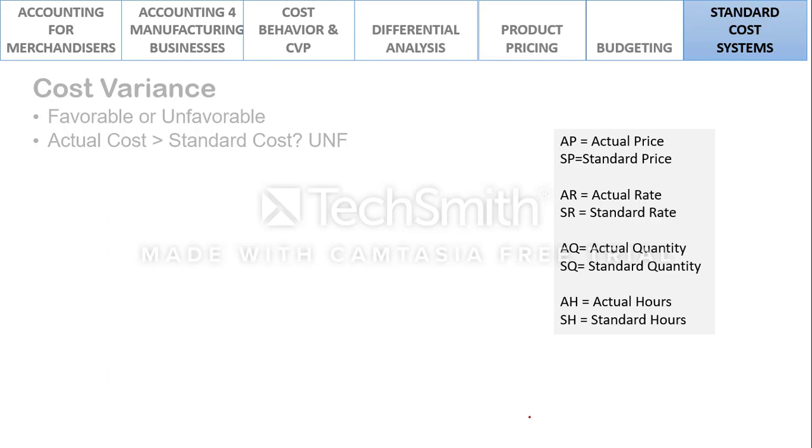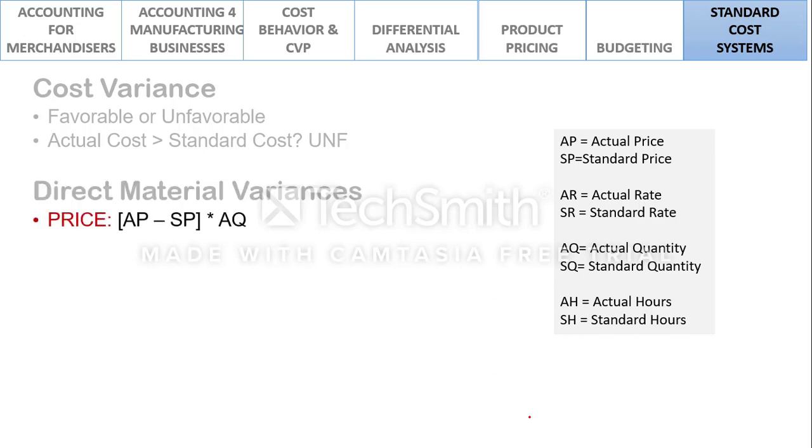There are different ways that we can determine the variances, and there's 2 major categories that we'll look at in this class. The first is the direct materials, and the second is going to be direct labor. So on the direct material variances, if we want to find out what is the price variance, i.e. how much did I pay versus how much did I think I would pay, well, the actual price minus the standard price tells me the amount of the variance, and then I multiply that by the actual quantity of goods that I purchased.